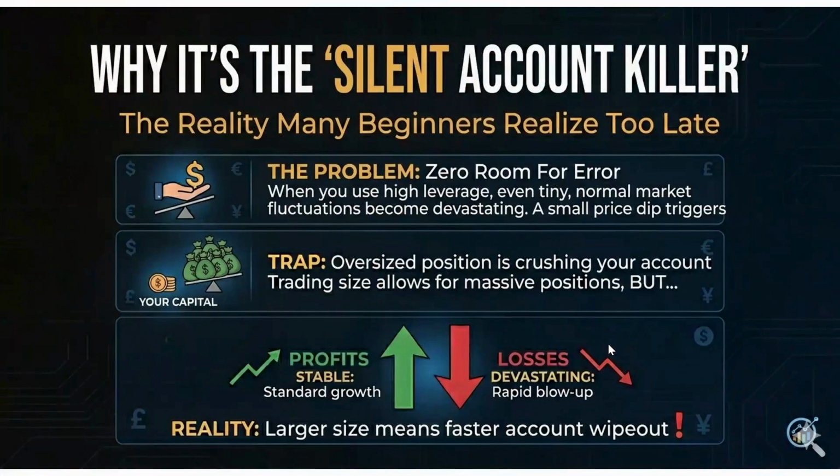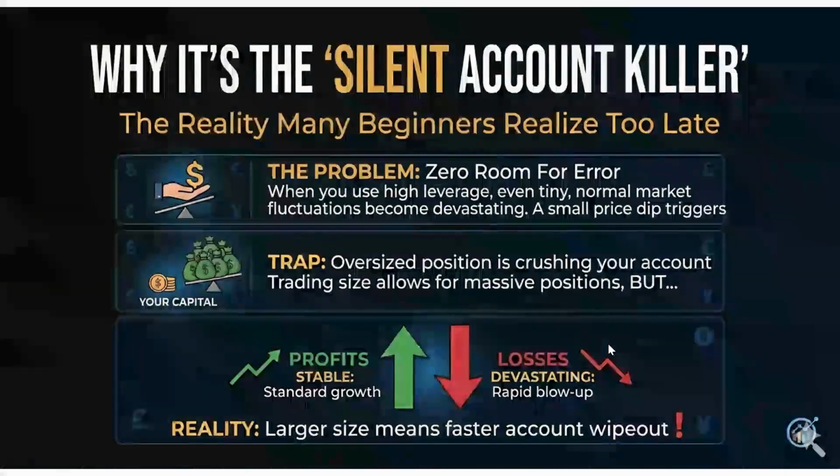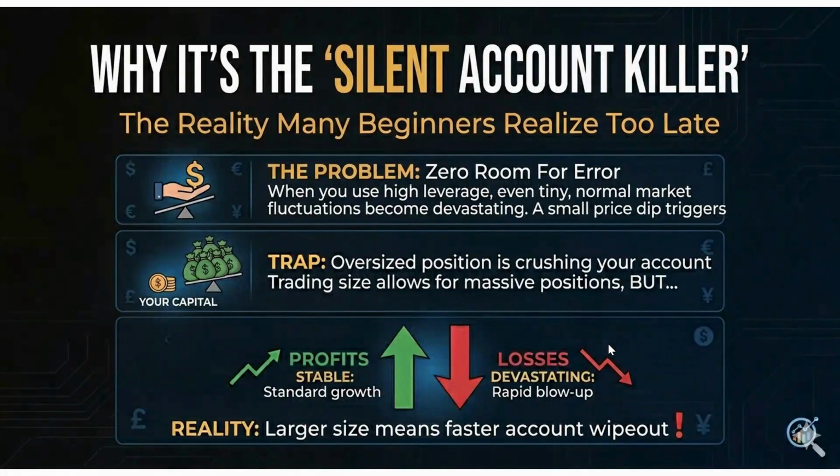Then why is it the silent account killer? The problem is you do not have room for error. If you're using a high leverage, just a tiny normal market fluctuation becomes very, very devastating, because even a small move is going to wipe you out. So if you oversize or over-leverage your account, you do not have room for letting the losses run, then come back to the profit. A small loss is going to wipe you out.